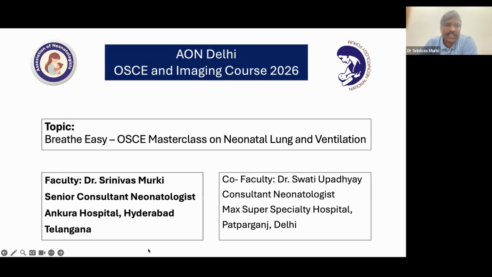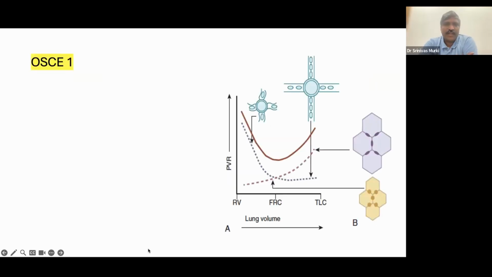So we go on straight with the first OSCE. So I'm sure many of you are familiar with this curve, with this figure. First, let me please try chat in the chat box. What is this curve? What does this curve represent?